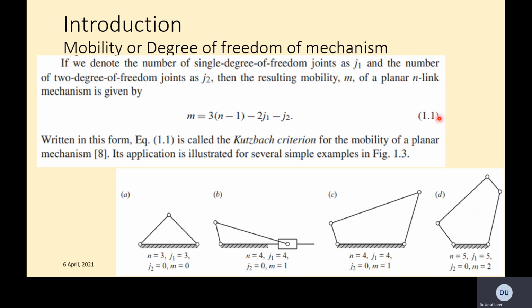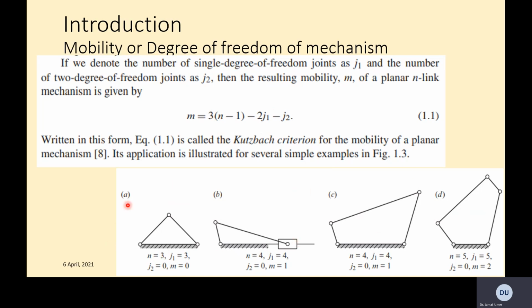So this equation 1.1 from same book Shigley is called the Kutzbach criterion for the mobility of a planar mechanism. So this planar mechanism is being used quite a lot here. Planar means, of course, it is moving in one plane, right? Plane means X, Y, for example. So it's not 3-dimensional. It's a 2-dimensional mechanism basically. So its application is illustrated for several examples in figure 1.3.